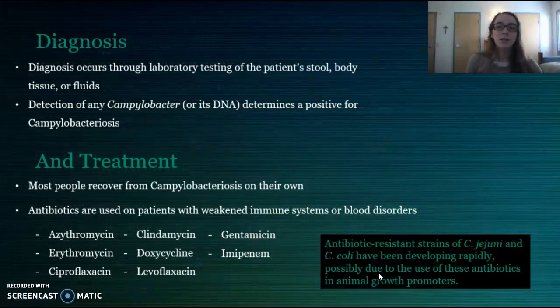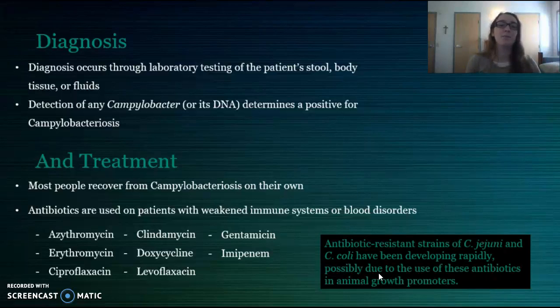Diagnosis isn't common within human beings, but that is normally because most people recover from Campylobacteriosis on their own. When diagnosis is requested, it occurs through laboratory testing of a patient's stool, body tissues, or fluids. And if any Campylobacter or its DNA is positive within the sample, the patient is deemed to have Campylobacteriosis. And as said before, most of the time the diagnosis doesn't occur because people do recover on their own. It's very uncommon that people will need antibiotics unless they are immunocompromised, and these are people who have blood disorders or AIDS.